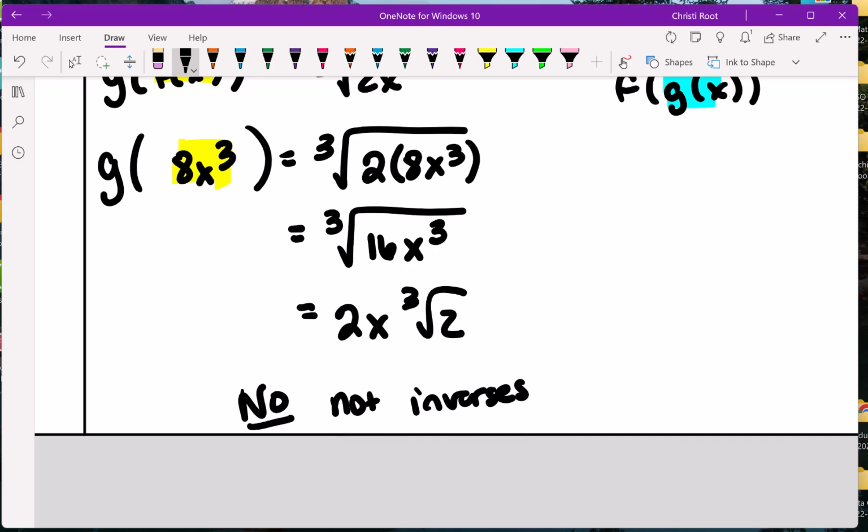So as soon as you realize that one of the compositions isn't equal to x, then you're done.